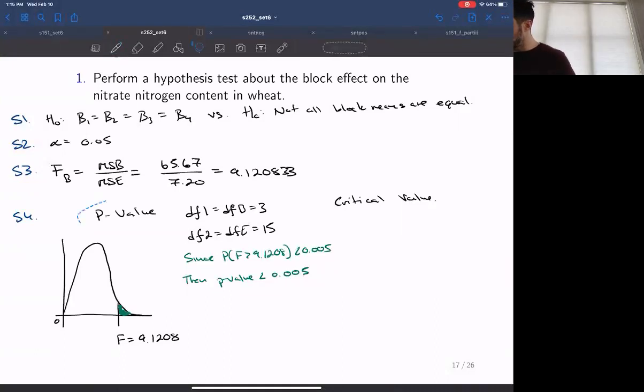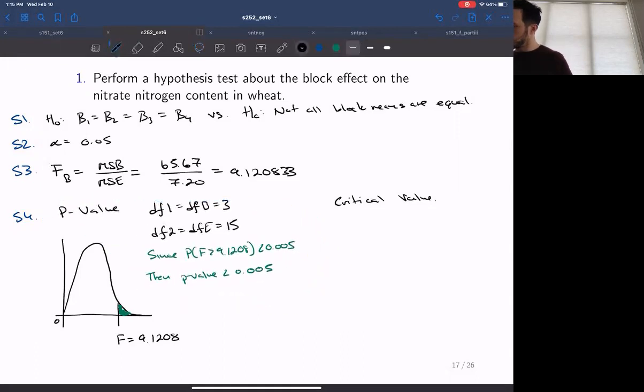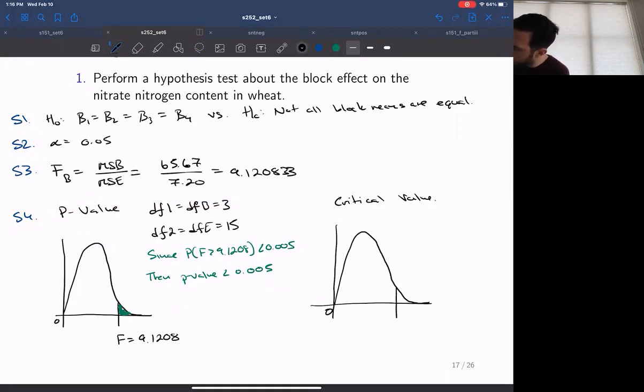Okay, so if we take the critical value approach, we should be able to show the same thing. So we start by sketching out our F curve. Okay, so in this case, we're going to be looking for an F value on 3, 15, and 0.05. Okay, so the size here is size 0.05.